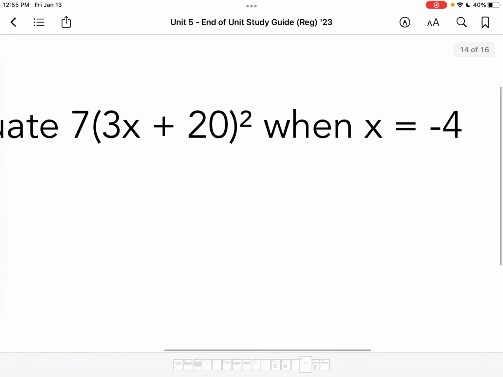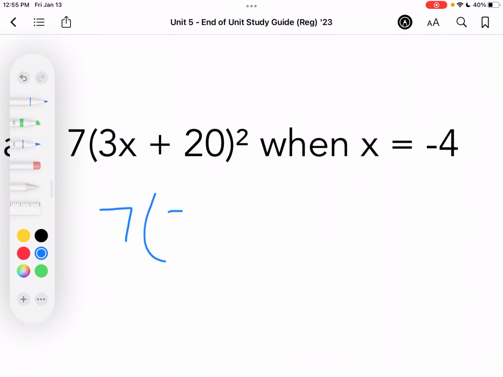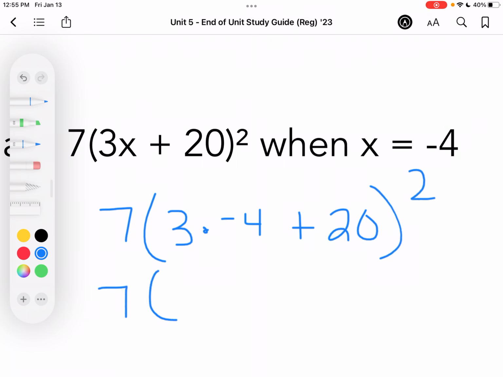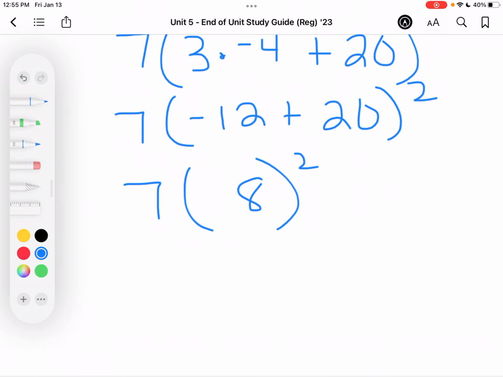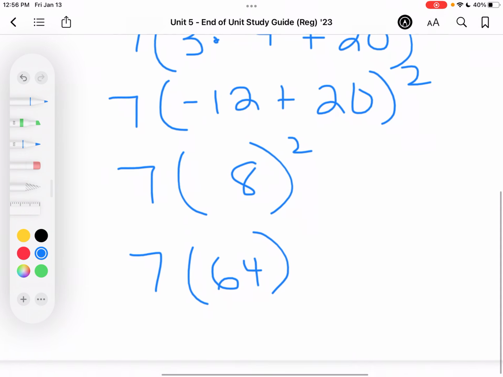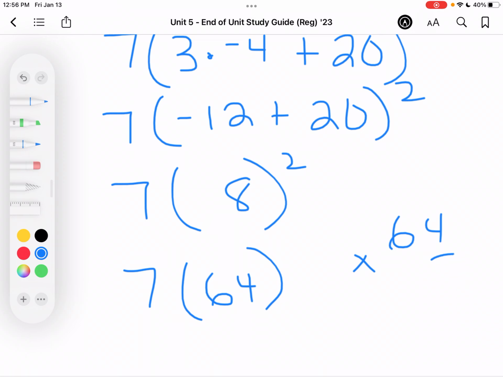When x is negative 4. So that's going to be negative 12. And that's going to be 8. All right, so I have to square it before I can multiply by 7. So squaring it means I'm going to do 8 times 8. So that means I'm going to get 64. So 64 times 7. 7 times 4 is 28. 7 times 6 is 42, 43, 44.